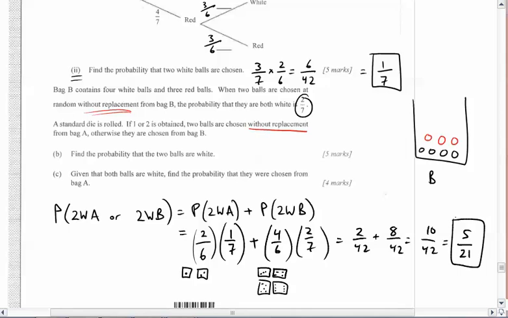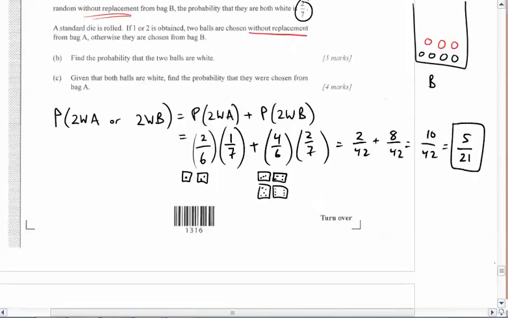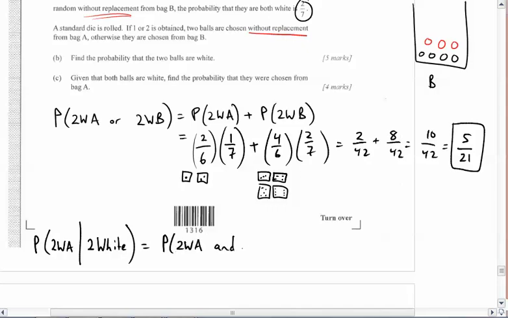Now, conditional probability. Given that both balls are white, find out the chance that they were chosen from bag A. So that's saying, find out the probability that you get 2 whites from A, given that you got 2 whites. So that's the probability that you get 2 whites from A and you got 2 whites, divided by the chance that you get 2 whites. Well, if you get 2 whites from A, they're definitely going to be 2 whites. So 2 whites from A and 2 whites is just 2 whites from A.